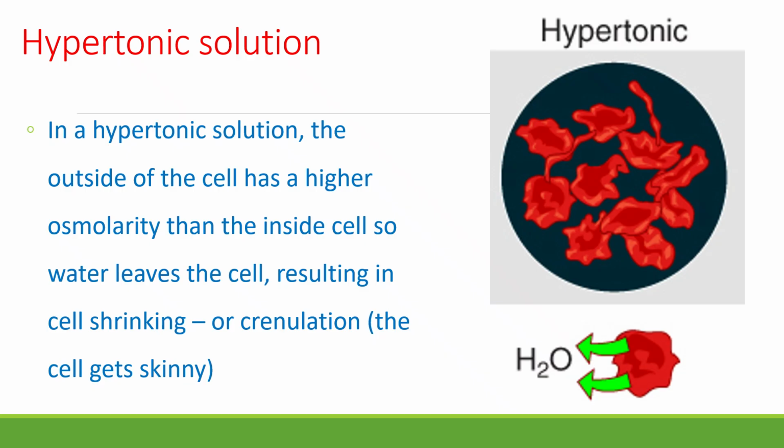In a hypertonic situation, the outside of the cell has a higher osmolarity than the inside, so the water leaves the cell, resulting in the cell shrinking, or crenation. I always say the cell gets skinny. If you look at the picture of your blood cells on the right-hand side in a hypertonic solution, the water is going to move out of the cell, and the cell is going to shrink down.